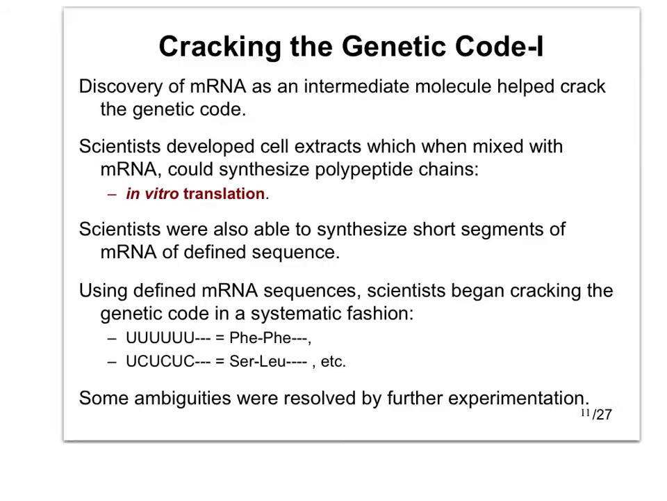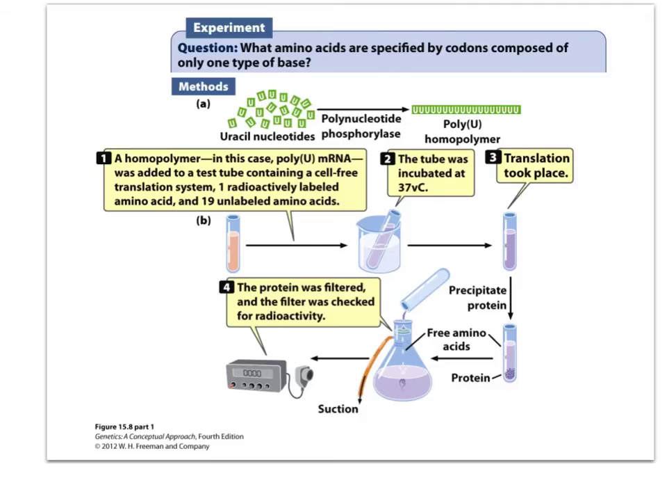All right, let's go on and look at the experiments that they did to figure out which codons actually code for which amino acids. So what they did was they made some homopolymers. All that means is a whole bunch of the same nucleotide all together. So that subverts the need to know how does it start, where does it track, how does it set up the triplet code.